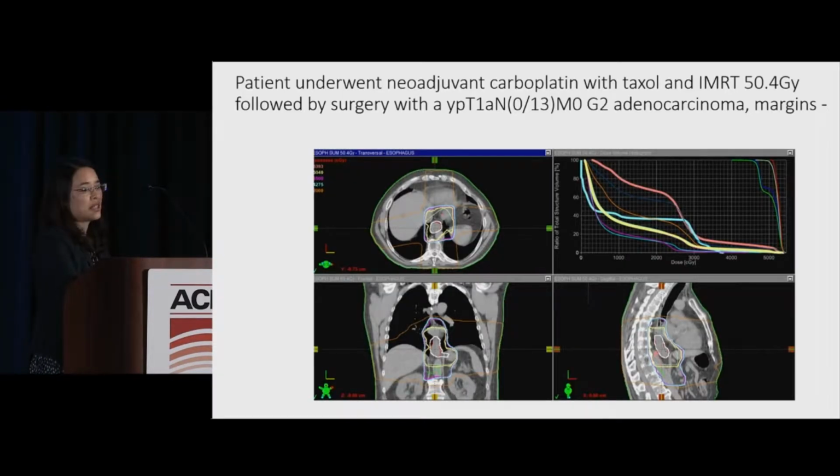The patient was discussed at tumor board and underwent neoadjuvant chemotherapy with radiation, IMRT 50.4 gray, followed by surgery. He had a good response to therapy with a ypT1a, again with no lymph nodes involved and margins negative. So this is our first case. I'll go on to the second case, and then both will be discussed.